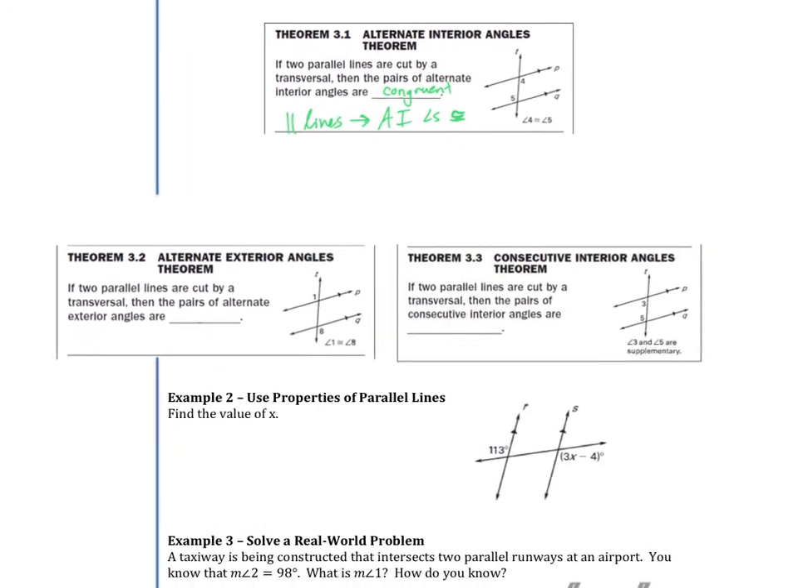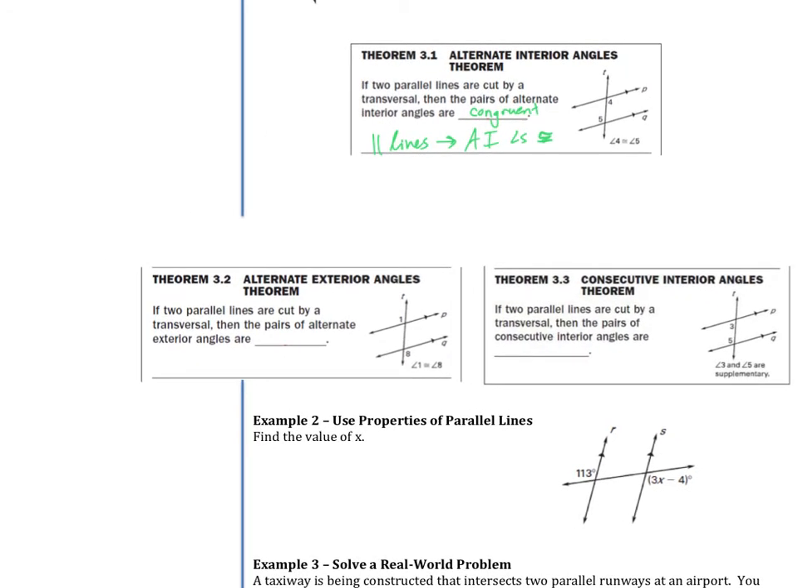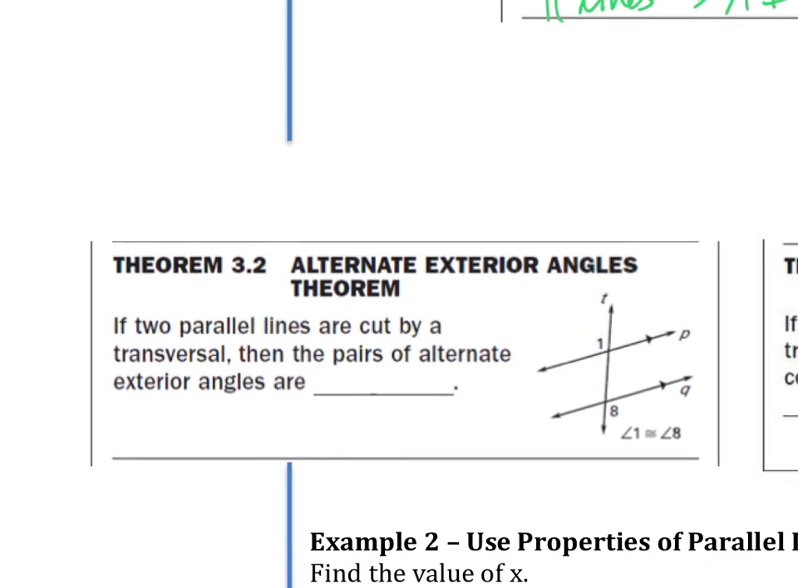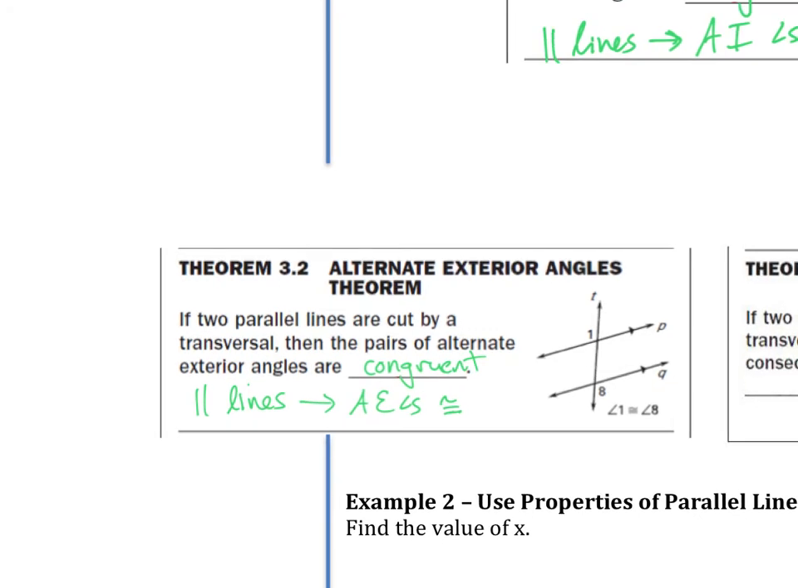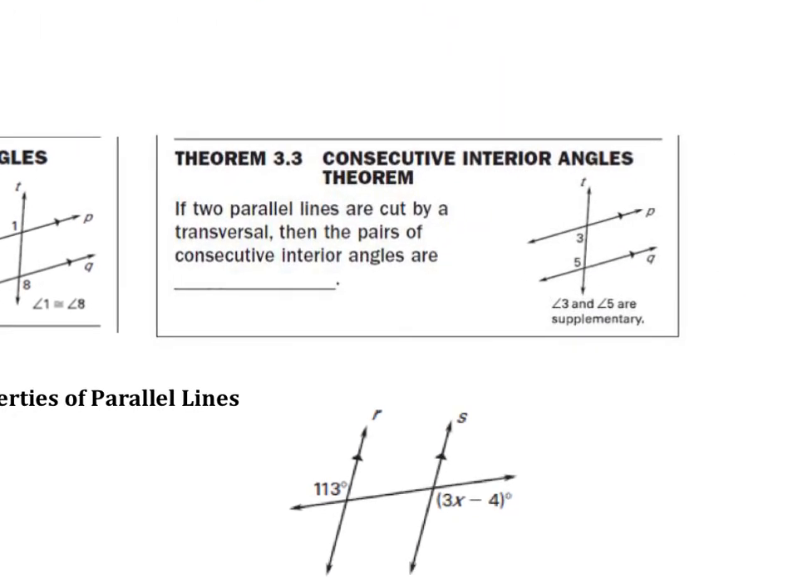We've got two more theorems right below here. Theorem 3.2. If two lines are parallel and cut by a transversal, then the pairs of alternate exterior angles are congruent. So again, if you know the lines are parallel, you can conclude that the alternate exterior angles are congruent. And the last one says that if two lines are parallel and they're cut by a transversal, then the pairs of consecutive interior angles are supplementary.